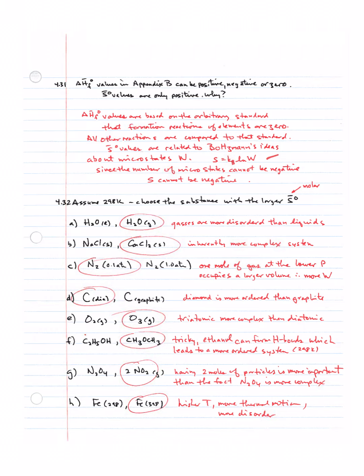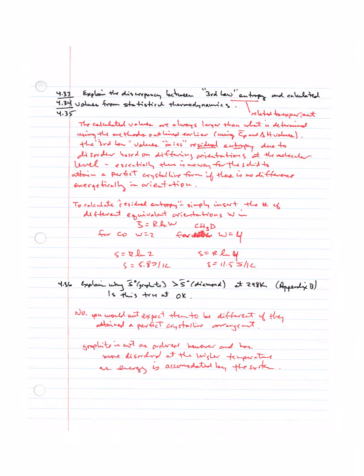A mole of N2O4 versus 2 moles of NO2. It's true the N2O4 is a more complex molecule, but having 2 moles of particles compared to 1 is more important. And then finally, if I have a mole of iron at room temperature and I warm it up 100 degrees, at the higher temperature there's more thermal motion, so therefore there's more disorder.